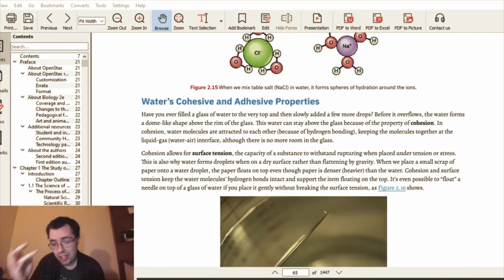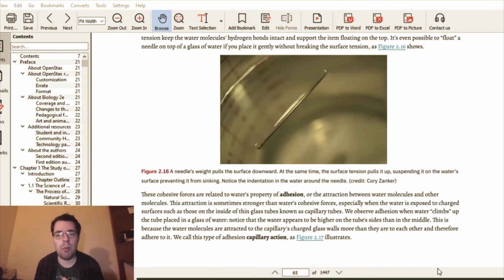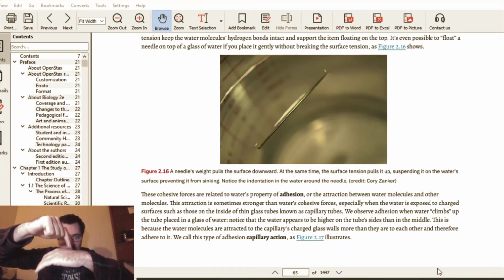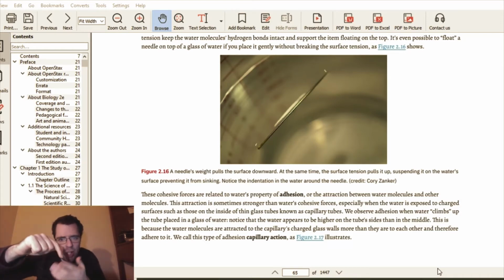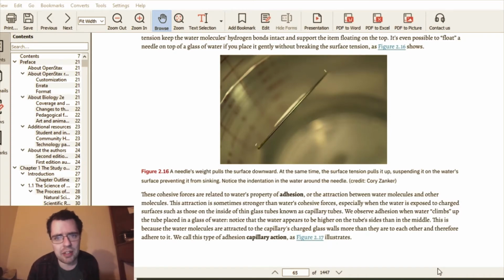Basically, cohesion is when two or more water molecules are stuck together. Surface tension is what causes that elasticity on the water surface. You've seen it before, where you place your hand in water, and when you lift it up slightly, it seems like the water kind of sticks to your finger. That's cohesion and surface tension.